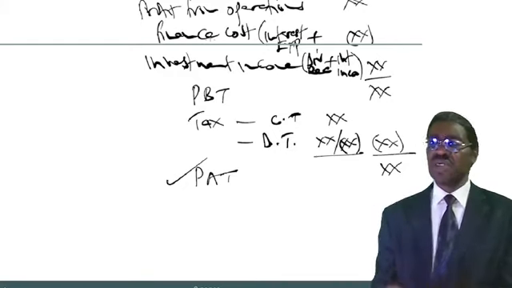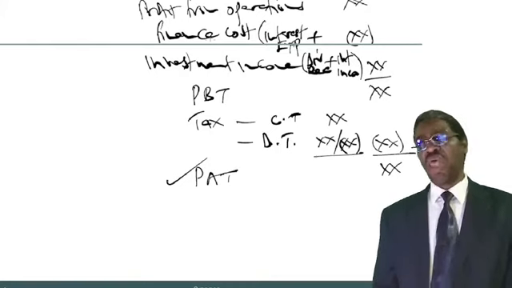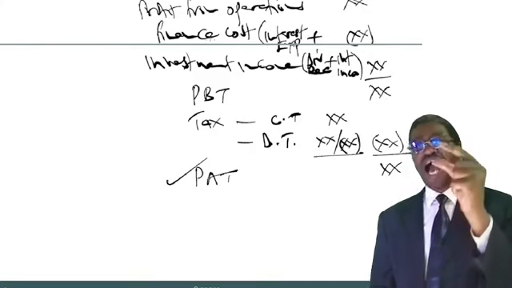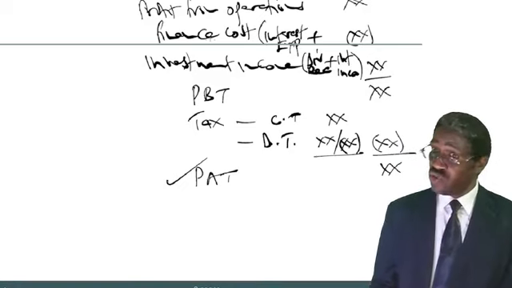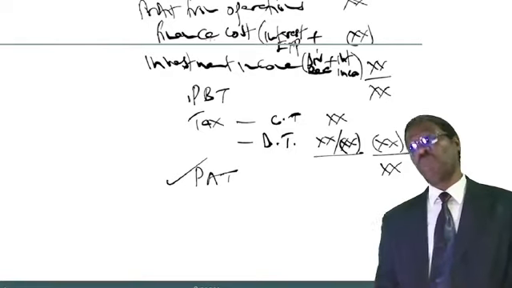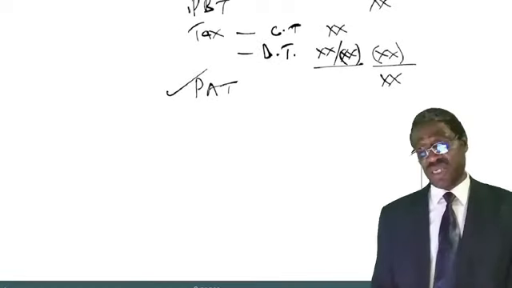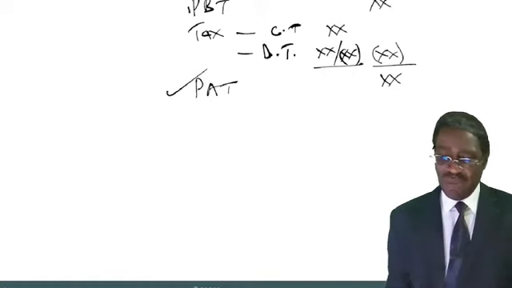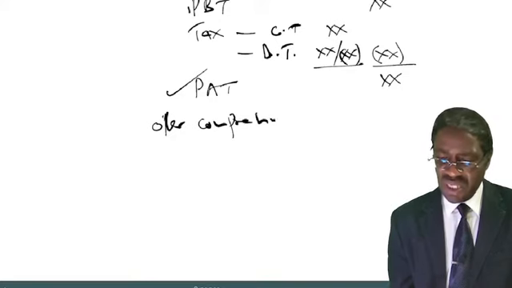Listen. But if the question tells you, prepare a statement of profit or loss and other comprehensive incomes, or a question tells you, prepare an income statement or a statement of comprehensive income, then listen, once you get this profit after tax, you don't stop here now. You now come and show what we are calling other comprehensive incomes.